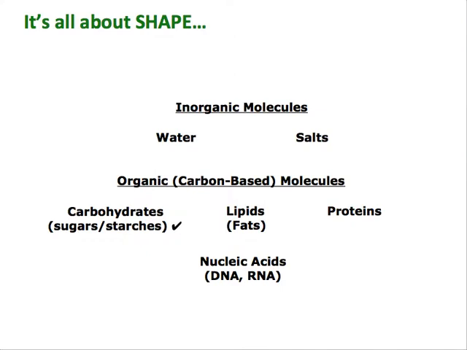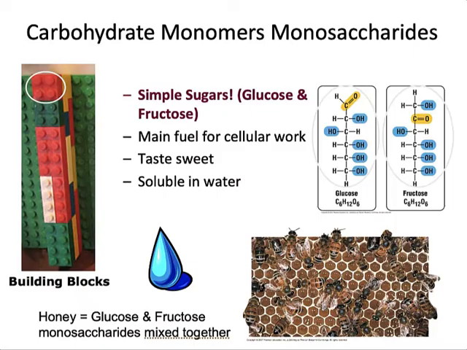First, let's learn about the shapes of carbohydrates. The monomers for a carbohydrate are the monosaccharides. Think mono means one and saccharide means sugar. These are the so-called simple sugars, and it includes glucose and fructose. Glucose and fructose have the same chemical formula, C6H12O6, which means they have 6 carbons, 12 hydrogens, and 6 oxygens.